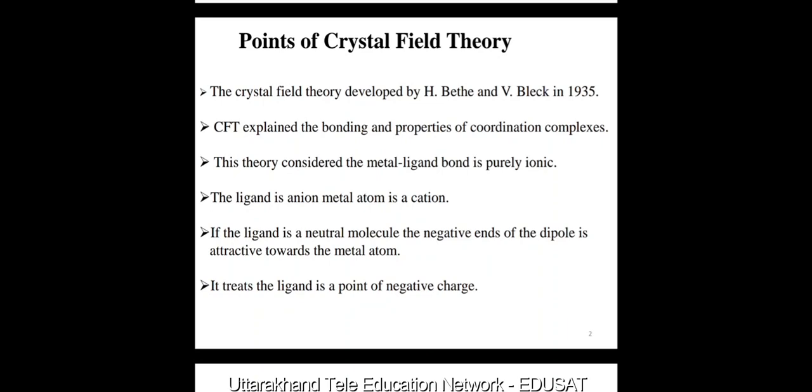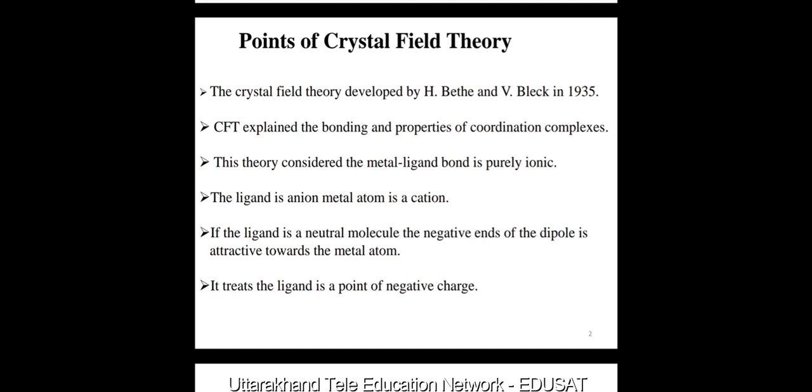According to CFT, bonding between a central metal ion and ligands arises from purely electrostatic interaction. If the ligand is an ion, the attraction towards the cation is as that between any two oppositely charged particles, and if the ligand is a neutral molecule, the negative end of the dipole is attracted towards the central positive ion.